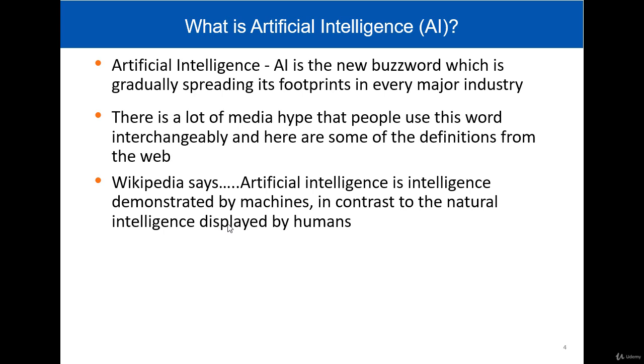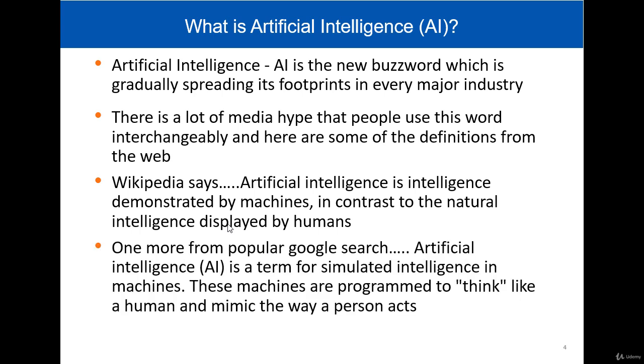Wikipedia says, artificial intelligence is the intelligence demonstrated by machines in contrast to the natural intelligence displayed by humans. One more from popular Google search: artificial intelligence is the term for simulated intelligence in machines. These machines are programmed to think like a human and mimic the way a person acts.